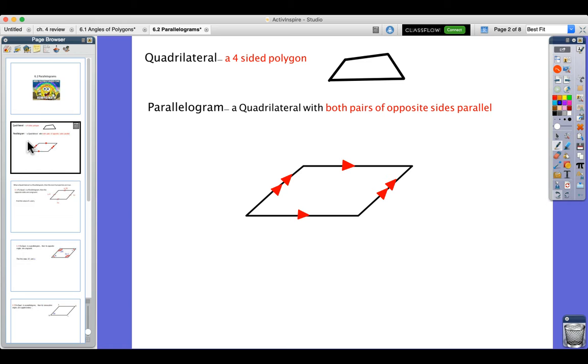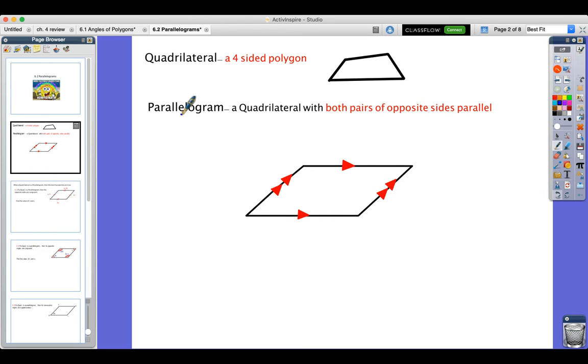First off, it's all based off quadrilaterals. Just to be a quadrilateral, you just have to have four sides. As you can see, it doesn't matter the shape, as long as it has four sides, we consider it a quadrilateral. Now, a parallelogram builds upon that. It's a quadrilateral, or a four-sided polygon, with both pairs of opposite sides parallel.